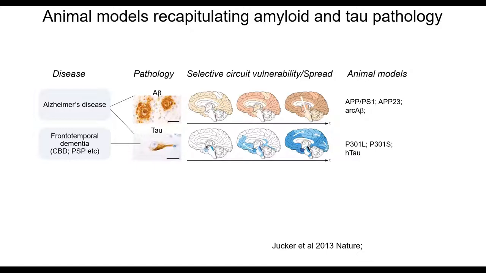Animal models such as transgenic knock-in mouse models as well as rat models have been developed to recapitulate amyloid and tau, or both of these protein pathologies. The animal models have greatly facilitated the development of therapeutic treatment as well as our understanding of the disease mechanism. Amyloid beta and also tau fibrils spread across the human brain following a specific pattern.